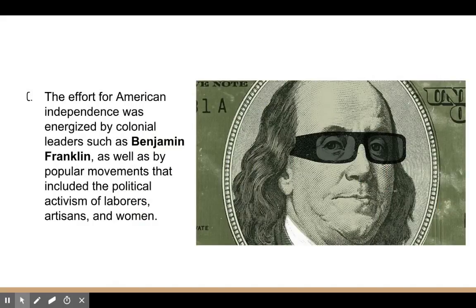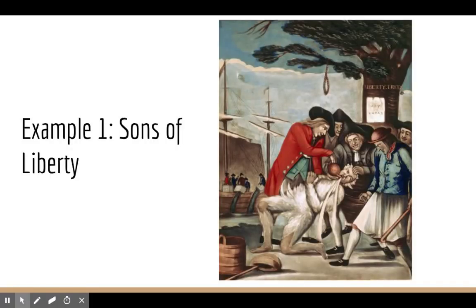All right, the effort for American independence was energized by colonial leaders such as Benjamin Franklin, as well as by popular movements that included political activism of laborers, artisans, and women. So the Sons of Liberty, this was a group established in Boston in 1765. It was a group of shopkeepers and artisans who called themselves the Loyal Nine. They began prepping early on for agitation against the Stamp Act when that was passed. This group became known as the Sons of Liberty, leading workers and tradesmen rather than the men of Boston as a whole. So it was a small select group.